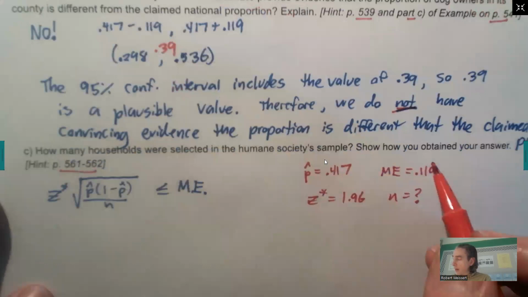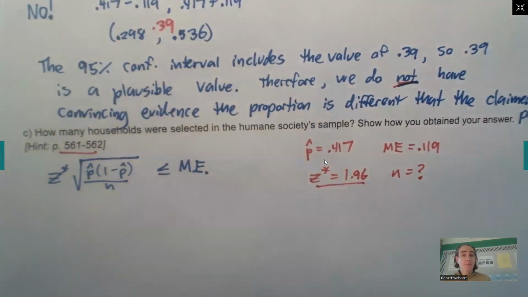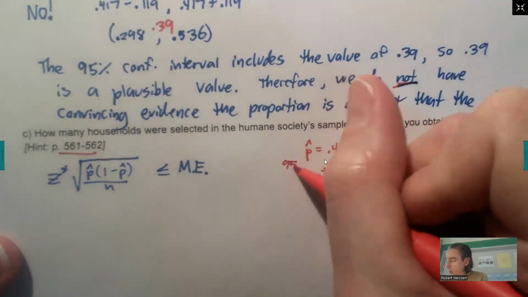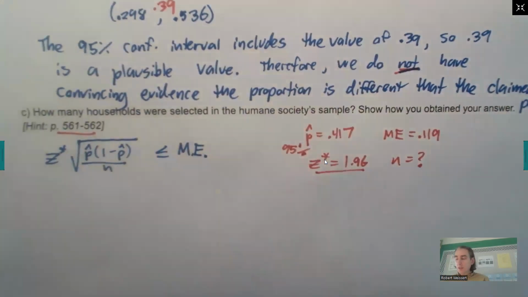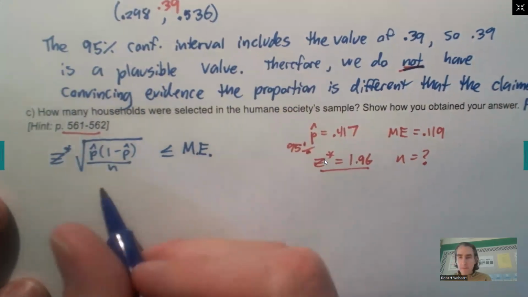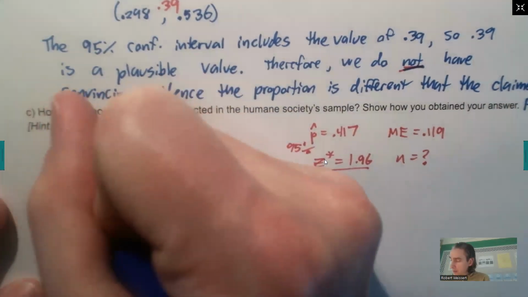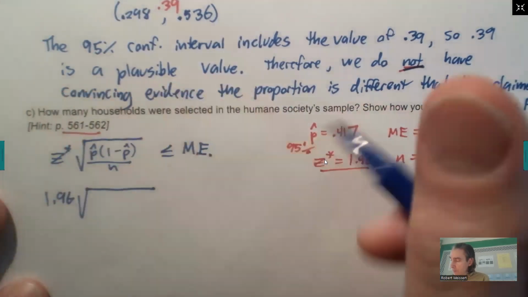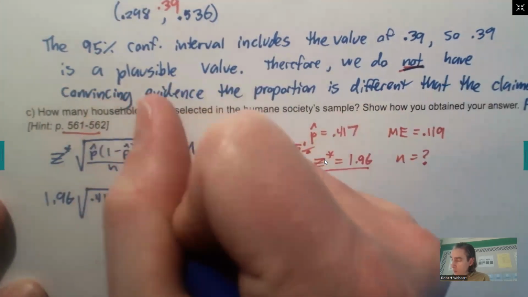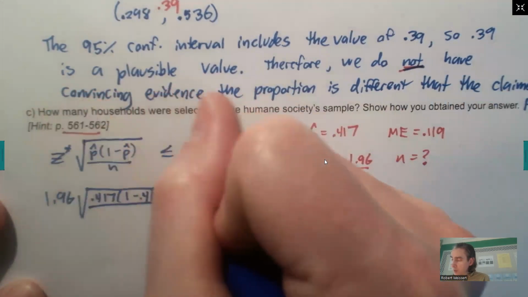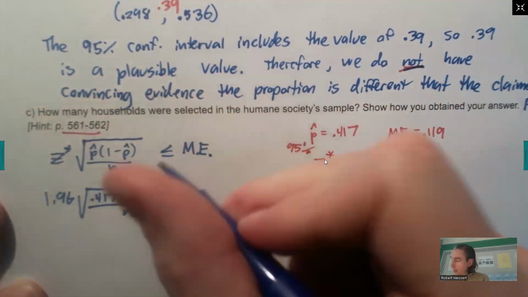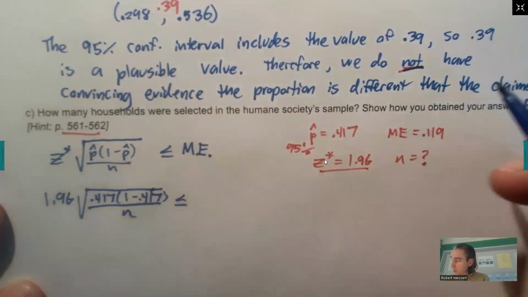We should all know by now that your Z star for 95% confidence is 1.96. We're trying to find what the sample size is, so let's go through the steps of solving that. I'm going to first plug in everything I have. So I'll say 1.96 times the square root of 0.417, 1 minus 0.417. Close that up. Since we don't know n, we'll put that over n, and we'll say it's less than or equal to 0.119.